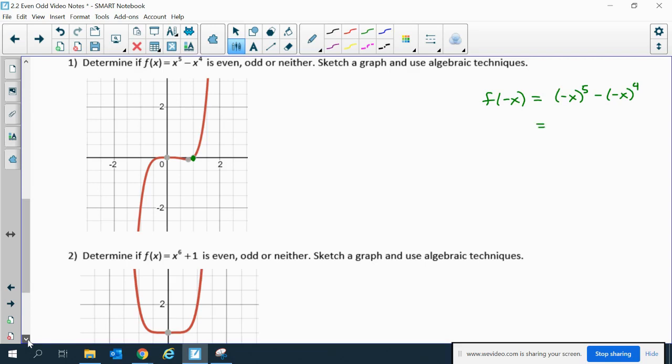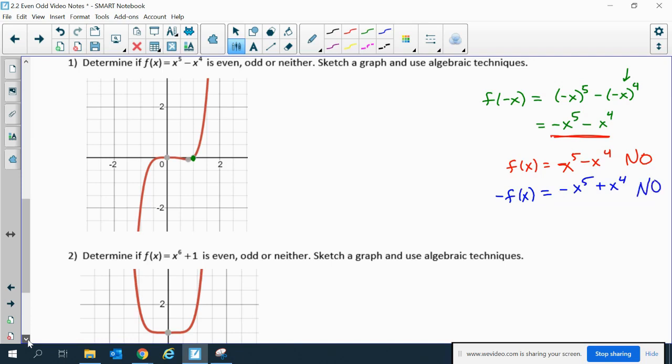Now, remember that when we have an odd power, we can pull the negative out. But when we have an even power, negative x to the fourth just becomes x to the fourth. Our test is: is this equal to f of x? And f of x was x to the fifth minus x to the fourth. It is not. Is it equal to the opposite of f of x? So the opposite of f of x is negative x to the fifth plus x to the fourth. It's basically changing the signs of everything. It's not equal to that either. So therefore, this is neither.